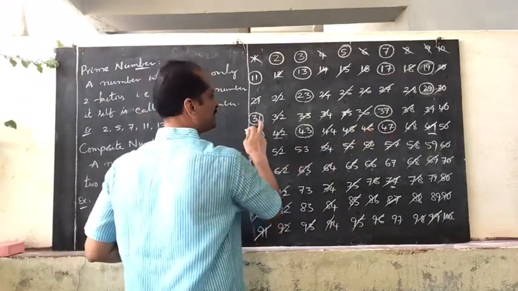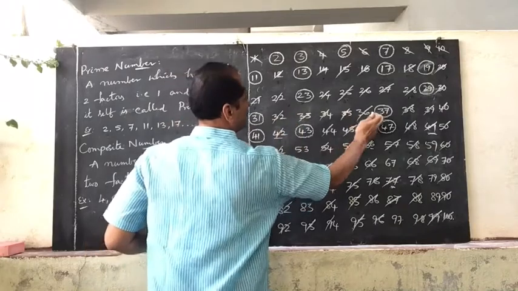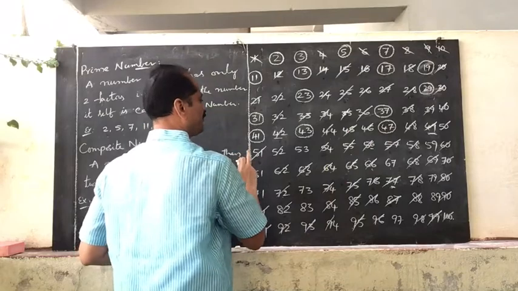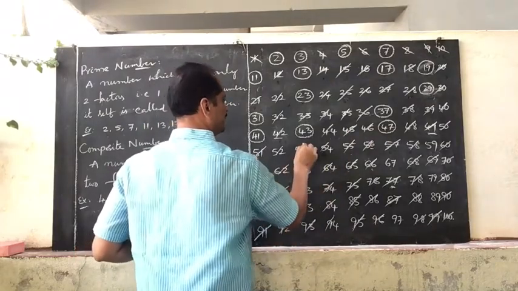So in between 30 to 40 we have two prime numbers. In between 40 to 50 we have three prime numbers. In between 50 to 60, 53 is the prime number.